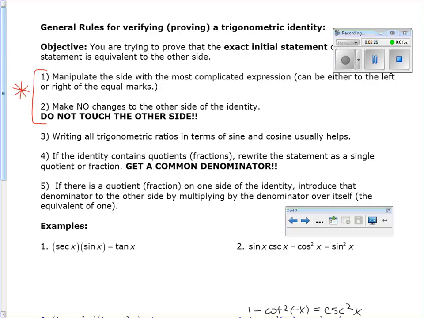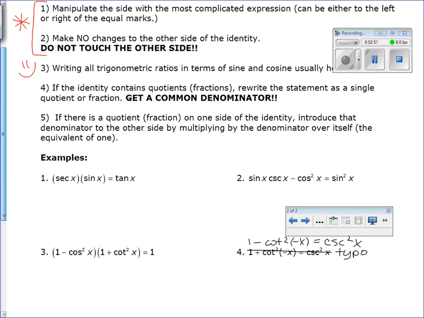Rule number 3 applies to many of them. Writing all the trig ratios in terms of sine and cosine usually helps. That's also a good thing to think about. If we look at our reciprocal and quotient identities, we can see that through those we can write anything in terms of sine and cosine, and so we want to keep that in mind as well. All right, so let's get started. We'll go back up to 4 and 5 when we encounter those.